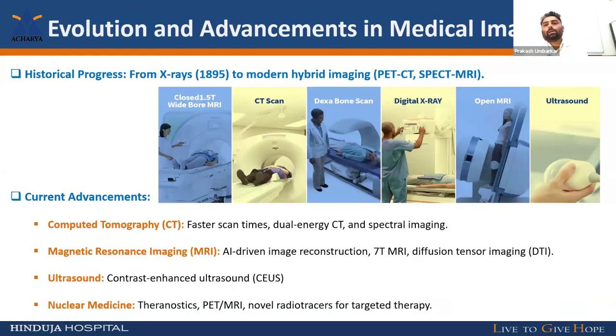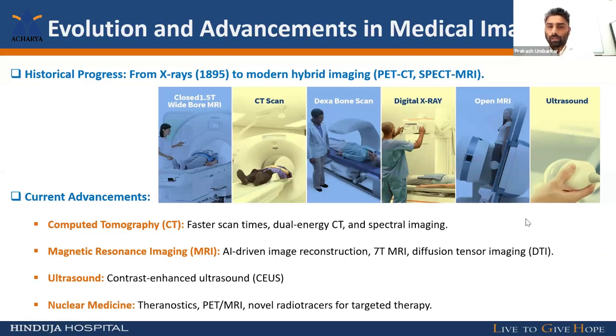So what is the evolution and advancement in medical imaging? If you see the X-ray, who is the discoverer of the X-ray? The first X-ray came, and then in the 1980s we came up with hybrid technology and the AI generation with advanced modalities. If you talk about current advancement, computed tomography, magnetic resonance imaging, and ultrasound are the ones we commonly use for imaging.